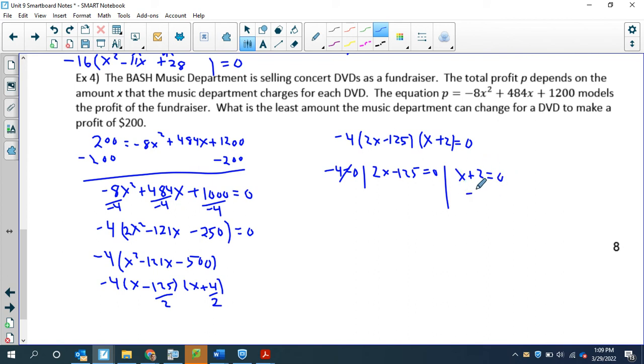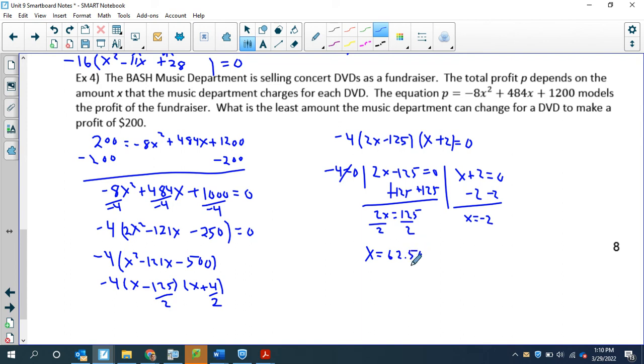All right, so this one's the easier one. I get x equals negative 2. And then here I would add 125. And then divide by 2. And 125 divided by 2 is $62 or $62.50.